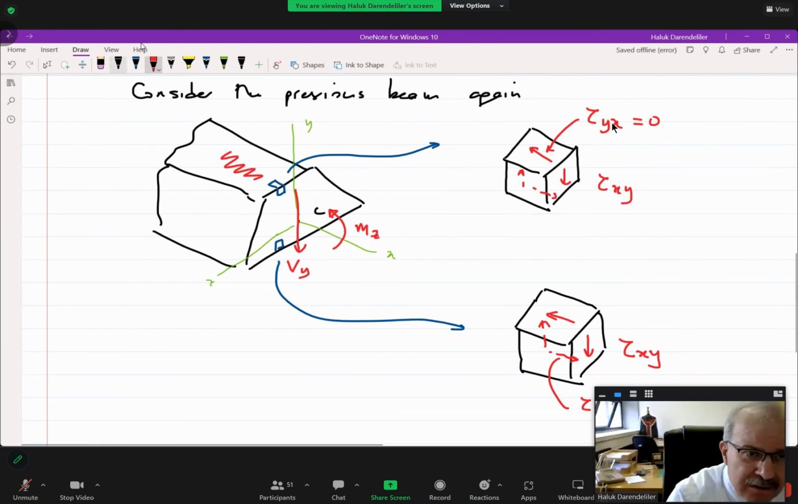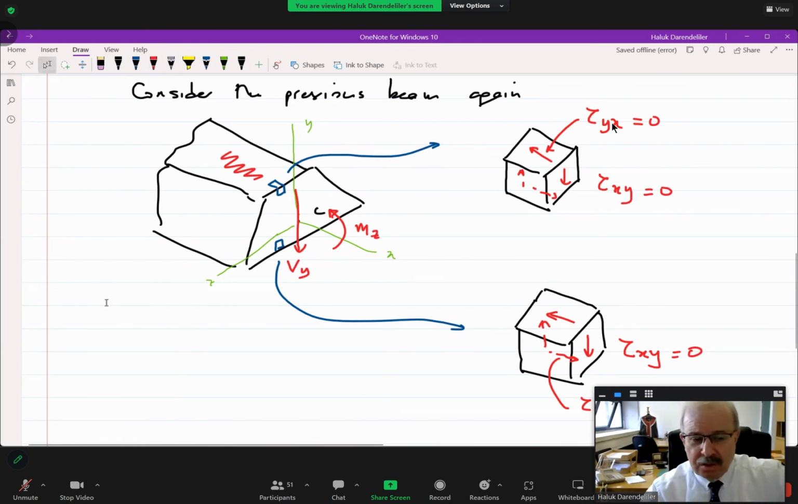In the same manner, there is no external force at the bottom, right? So the shearing stress here is also zero. Now, since these are zero, then this must be zero and this must be zero. Is this clear? Therefore, whatever the shearing stress distribution is, at the top and at the bottom, the shearing stress is zero.